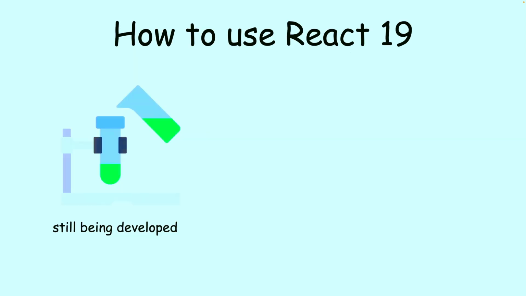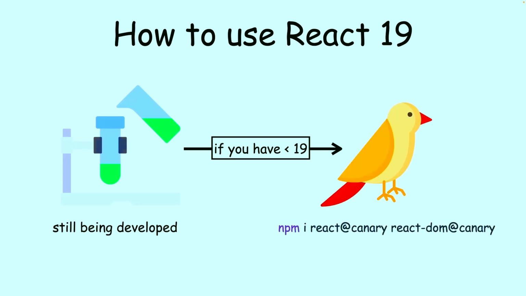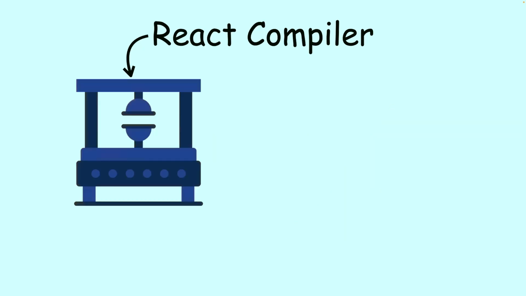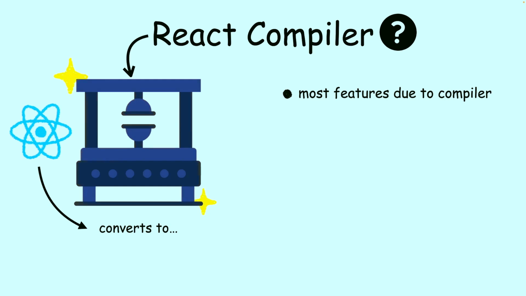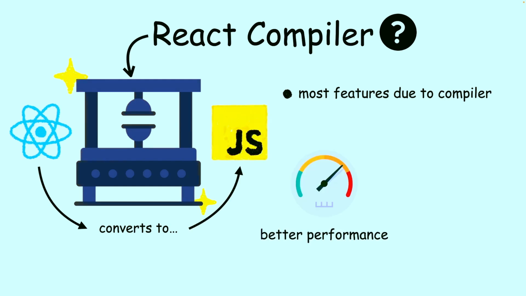As of today, React 19 is not yet a stable release. So if your React version is less than 19, you can install the Canary version of React to start using these features today. The biggest part of this new version is the React compiler. Most of the features that are in React 19 are due to the compiler. So what does it do? The React compiler will convert your React code into regular JavaScript. The main benefit of this is to improve your overall app performance.